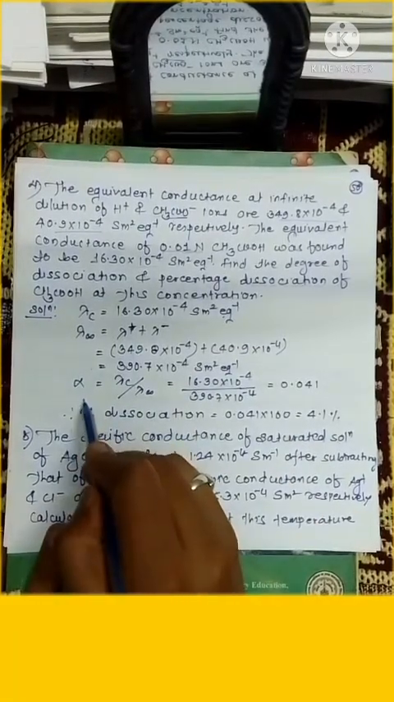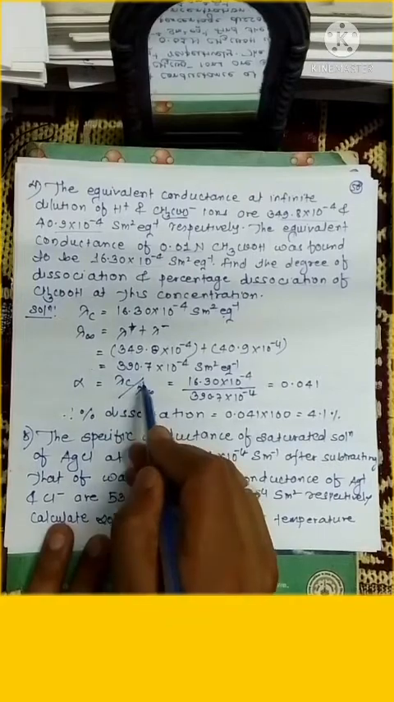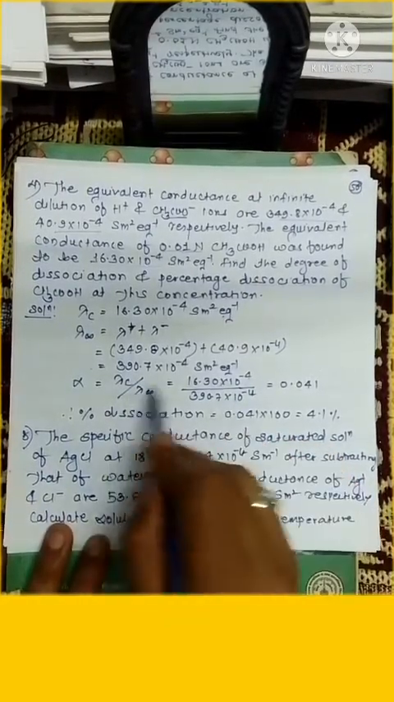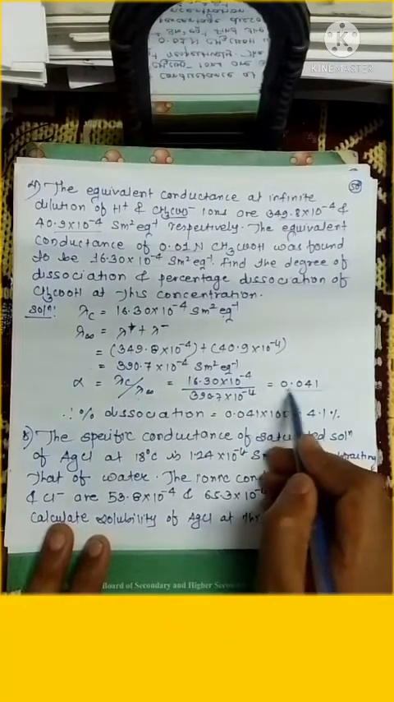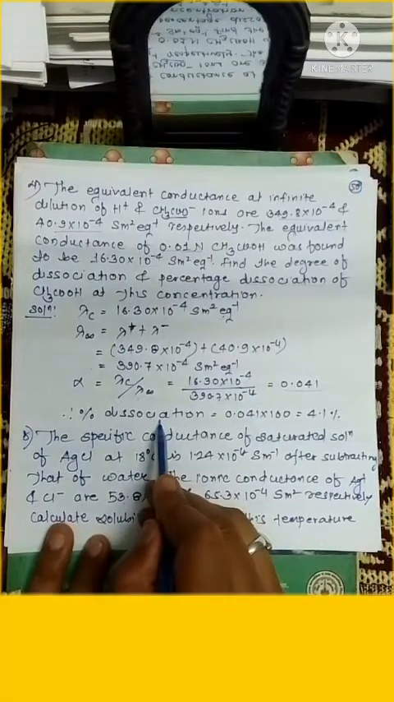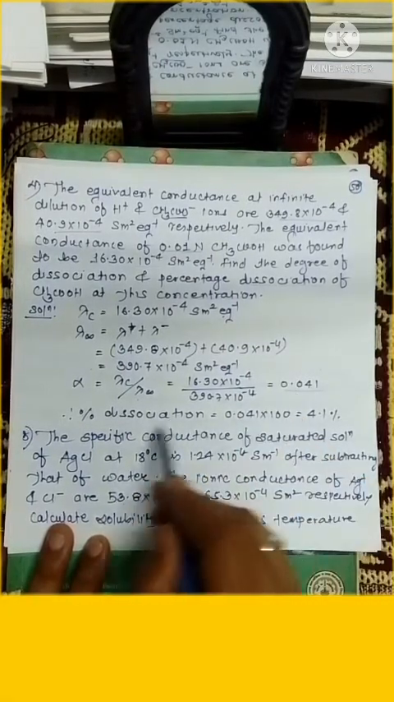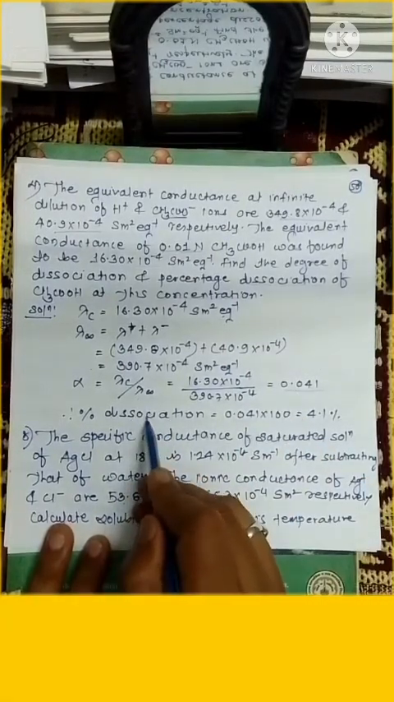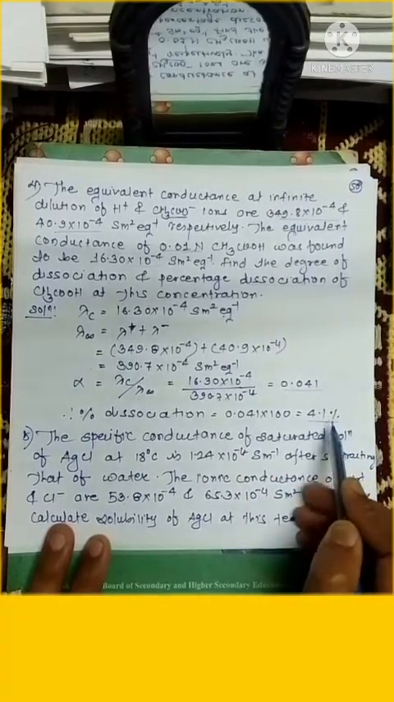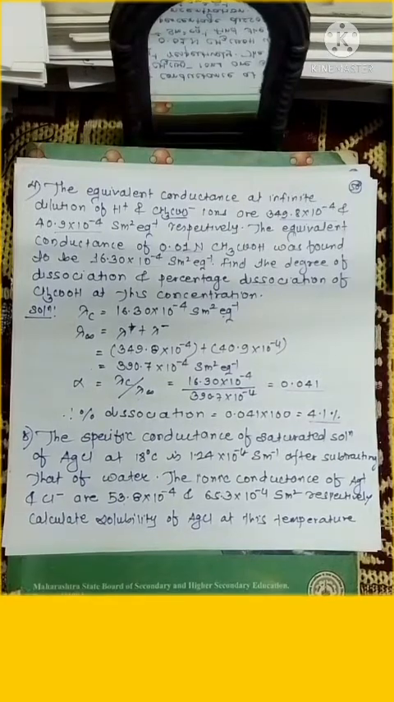So degree of dissociation is equal to lambda C divided by lambda infinity. We have both the values. After solving this, we come to 0.041. For calculation of percentage dissociation, multiply this value by 100. So it comes as 4.1%.